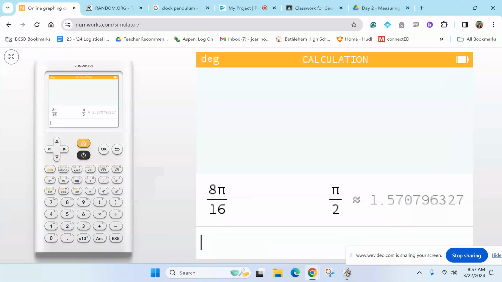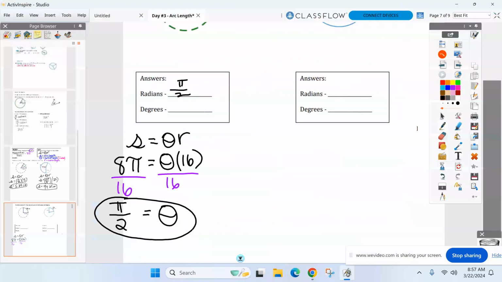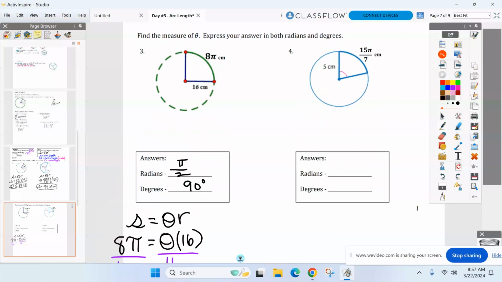All right, pi over 2 in degrees. Vinny, what do you got? 90 degrees. Good work there. Perfect. We okay? Again, you are only using SOAR for radians. All right, radians only. All right, next up.